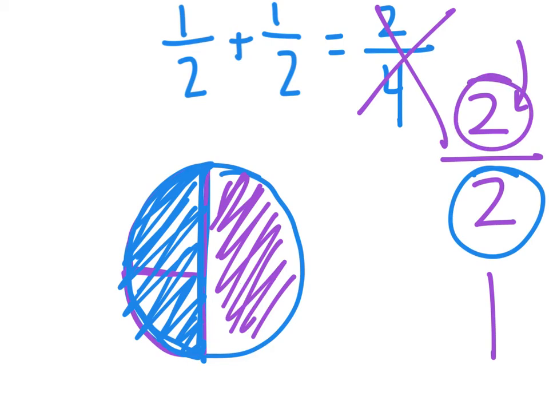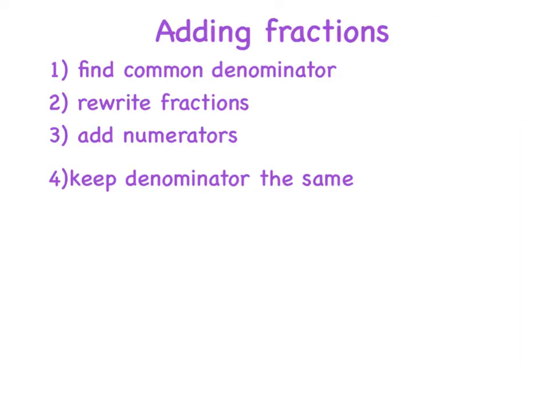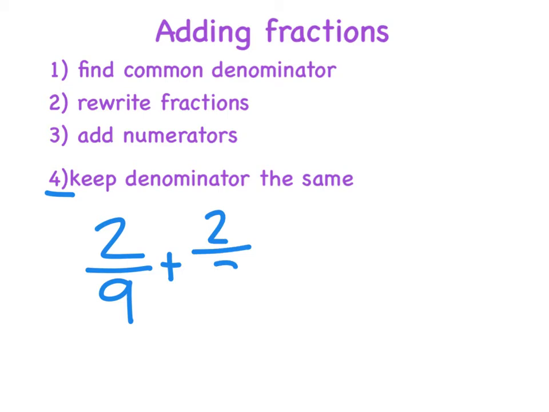I'll explain this a little bit more in class tomorrow, but let's look at another example of how to add fractions. Let's go back to our 4 steps. Hopefully you understand a bit more now about why we keep the denominator the same, which is what step 4 down here says to do. Let's go over another example of how to add 2 fractions using these 4 steps. If I had the fractions 2/9 plus 2/3, let's go through our steps to add these fractions together.